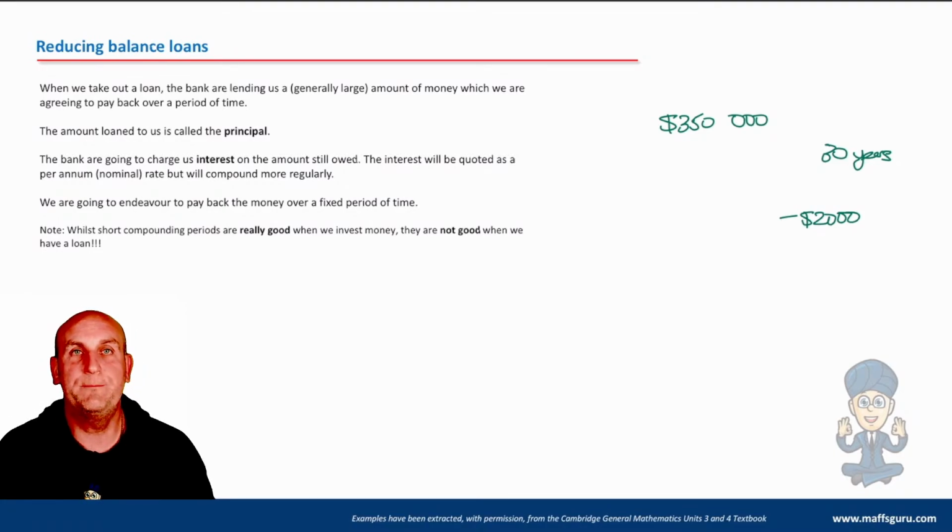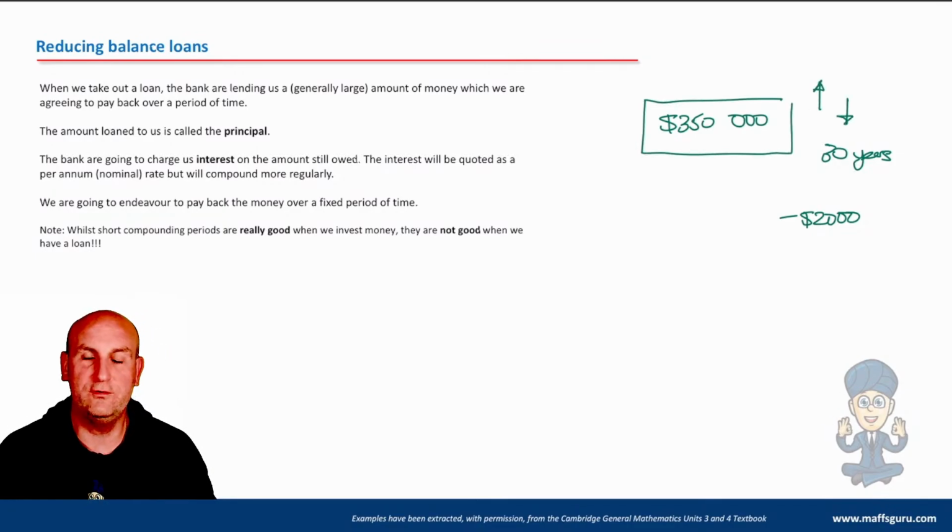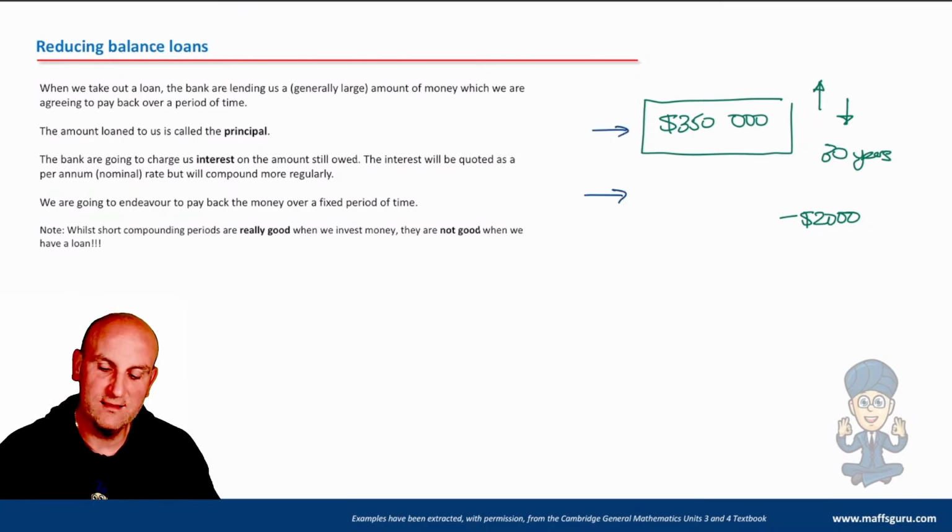No, because the bank charged me interest. Now actually, over those 30 years, what happens is they look at the $350,000, they add on interest first, and then they knock off the $2,000 that I've paid. So they add on the interest, knock off the $2,000. Add on the interest, knock off the $2,000. At the end of 30 years, I have borrowed $350,000 from the bank. I will have paid back nearly $800,000.